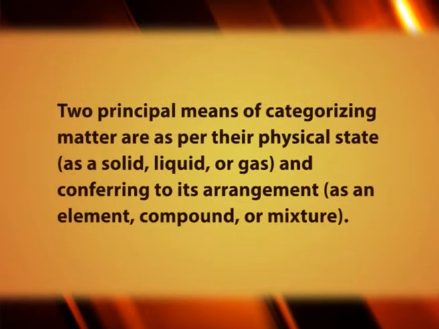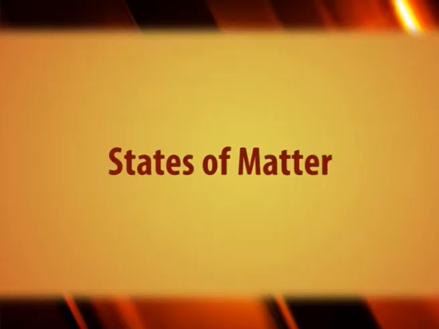Let us start this module of chemistry by investigating some fundamental ways in which matter is categorized and defined. Two principal means of categorizing matter are by its physical state, that is as a solid, liquid or gas, and according to its composition, that is whether it is an element, a compound or a mixture. Now, let us discuss in detail the states of matter.